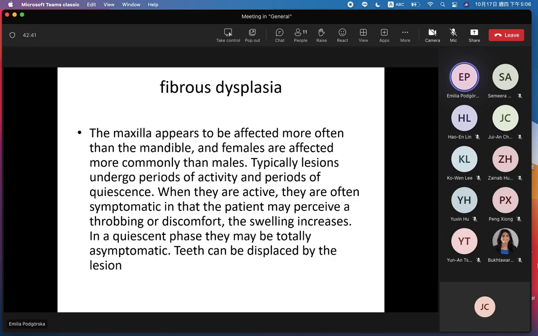Typically, lesions undergo periods of activity and periods of quiescence. When they are active, they are often symptomatic in that the patient may perceive a throbbing or discomfort, and the swelling increases. In a quiescent phase, they may be totally asymptomatic. Teeth can be displaced by the lesion.